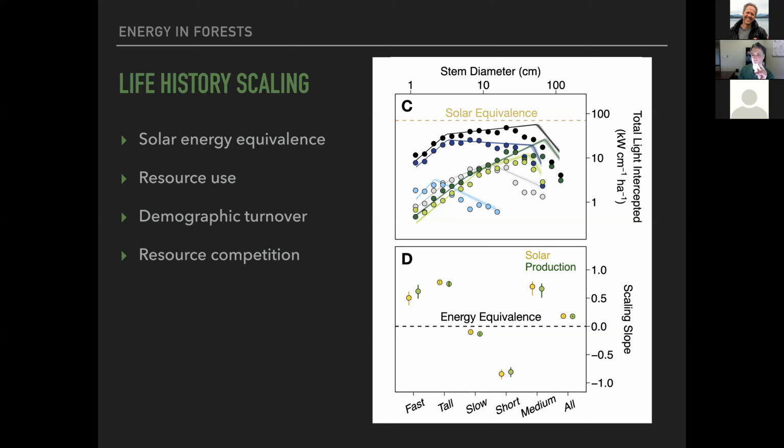And no matter what group I look at, I plot the slope in D at the intermediate rates. And so the blue ones are pretty flat. They're very close to zero. If you look at slow, they're close to zero, whether it's solar, light capture, or production. Other ones diverge. But in each case, the total growth and total light capture are very similar in all these groups. So this kind of metabolic framework can tell us about resource use and resource use with size. And it suggests that there's a strong demographic turnover with size.